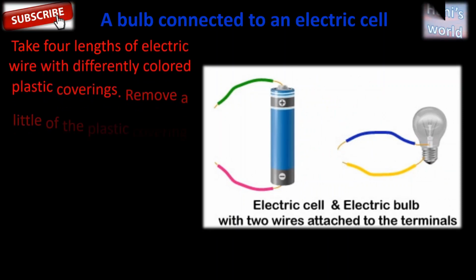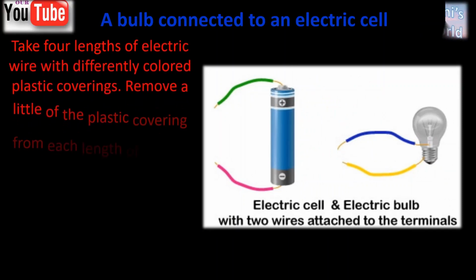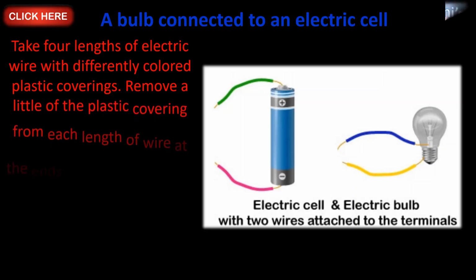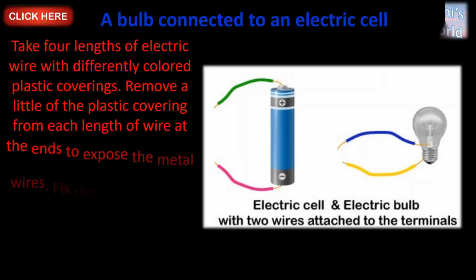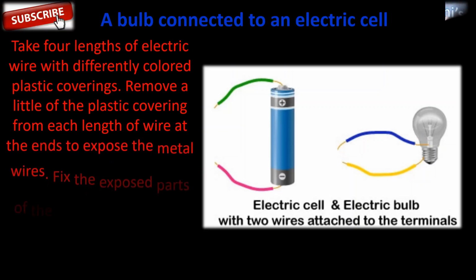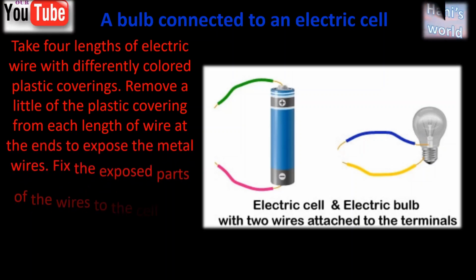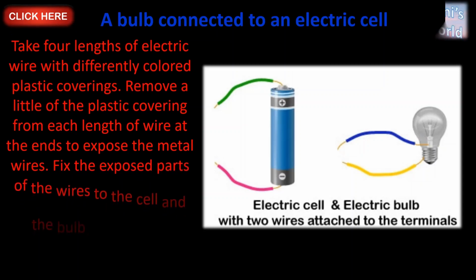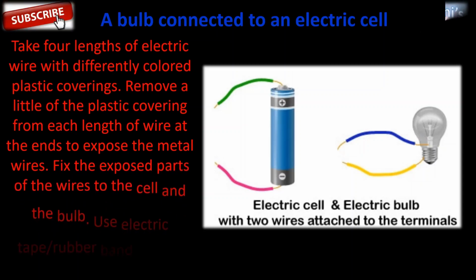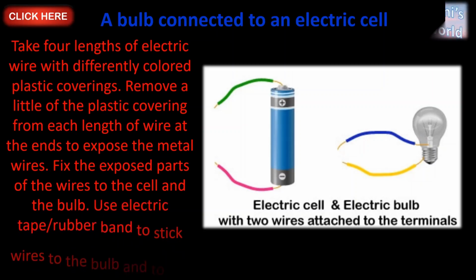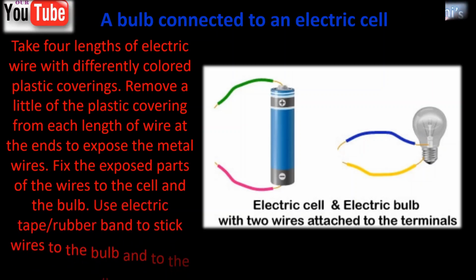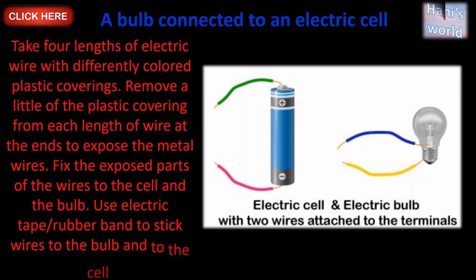Take 4 lengths of electric wire with differently colored plastic coverings. Remove a little of the plastic covering from each length of wire at the ends to expose the metal wires. Fix the exposed parts of the wires to the cell and the bulb. Use electric tape or a rubber band to stick the wires to the bulb and to the cell.